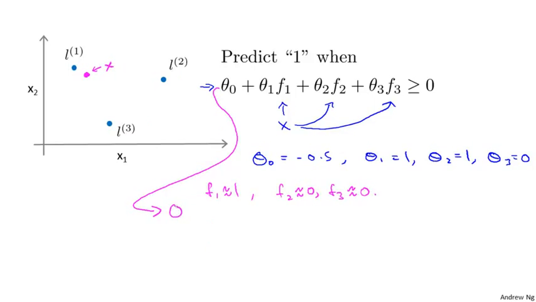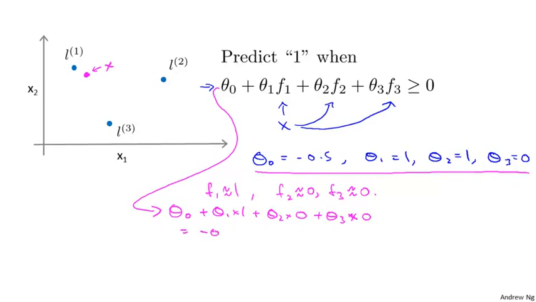So if I look at that formula, I have theta 0 plus theta 1 times 1 plus theta 2 times some value, not exactly 0, but close to 0, and then plus theta 3 times something close to 0. Plugging in these values, that gives minus 0.5 plus 1 times 1, which is 1, and so on, which is equal to 0.5, which is greater than or equal to 0. So at this point, we're going to predict y equals 1, because that's greater than or equal to 0.